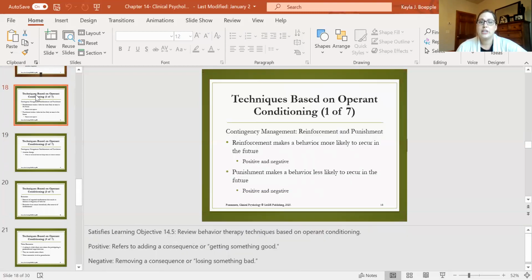Next, we're going to move into techniques based in operant conditioning. Reinforcement and punishment is essentially what we are talking about when we're talking about operant conditioning. Reinforcement makes a behavior more likely to reoccur in the future. And remember, there's positive and negative reinforcement and positive and negative punishment. And then punishment makes a behavior less likely to reoccur in the future.